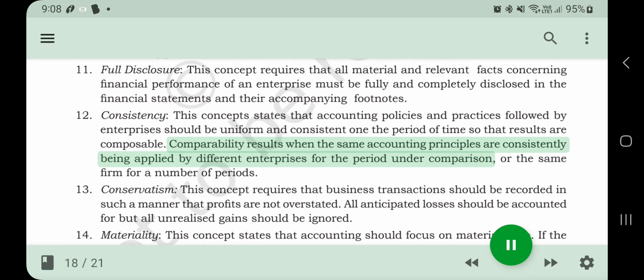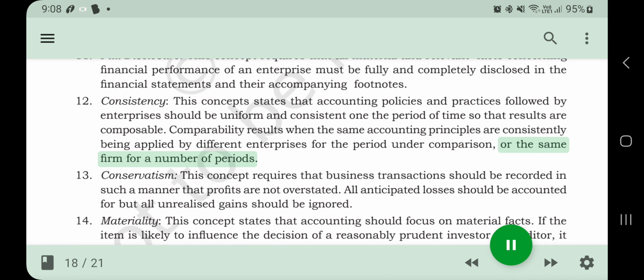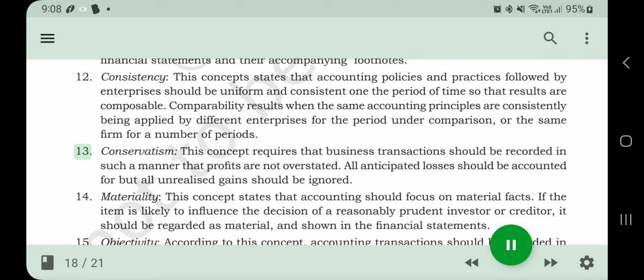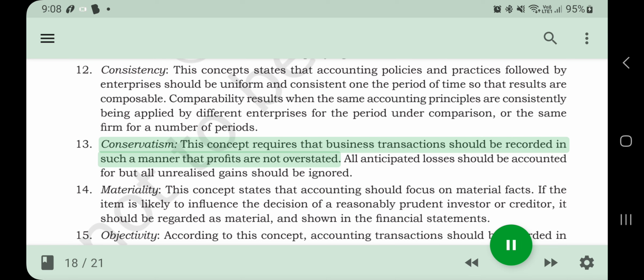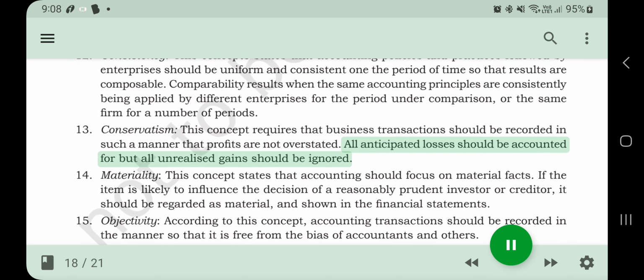Comparability results when the same accounting principles are consistently applied by different enterprises for the period under comparison, or by the same firm for a number of periods. 13. Conservatism. This concept requires that business transactions should be recorded in such a manner that profits are not overstated. All anticipated losses should be accounted for, but all unrealized gains should be ignored.